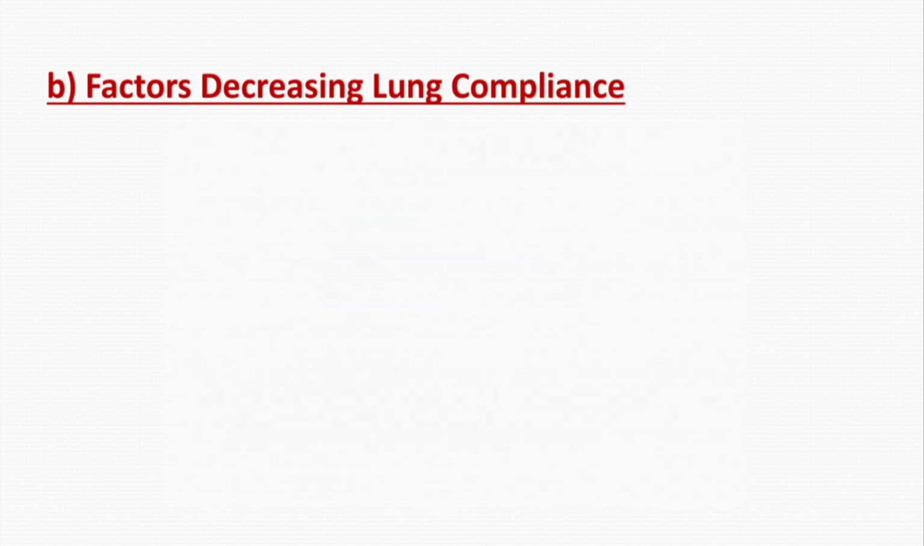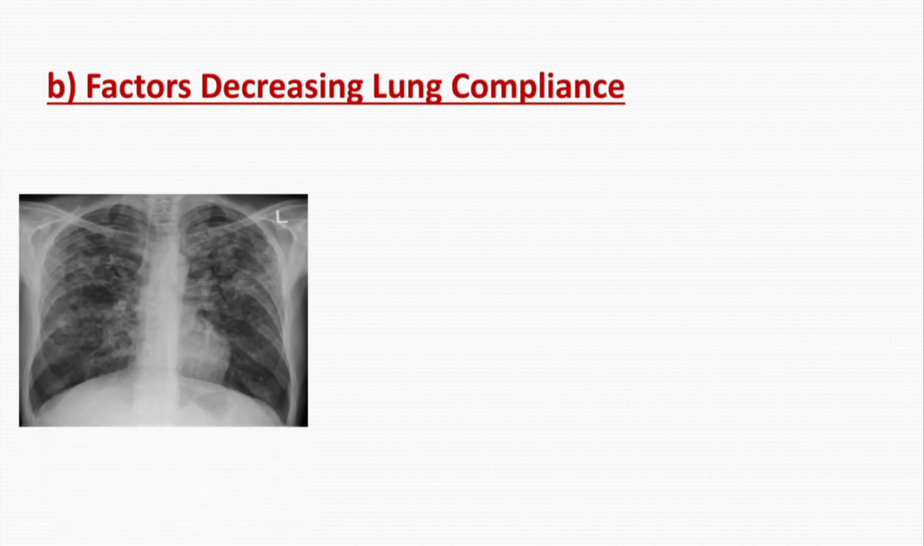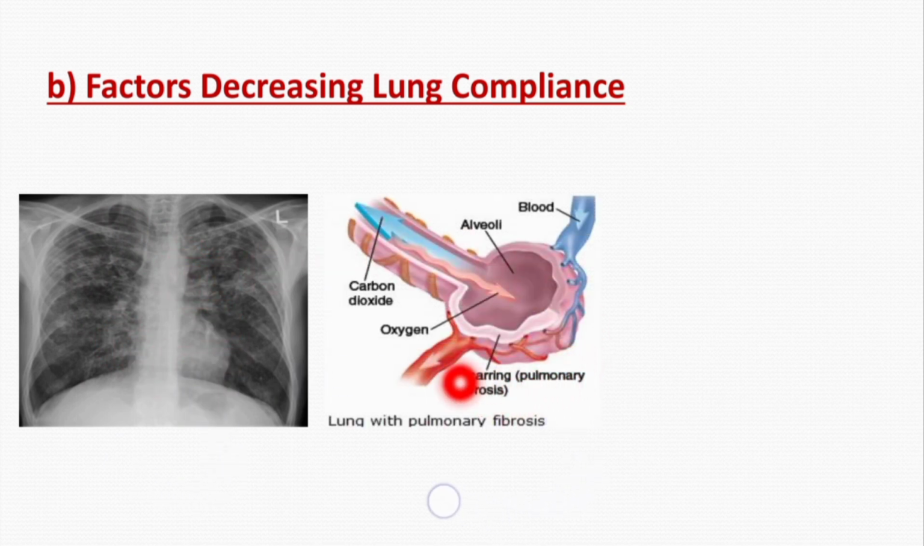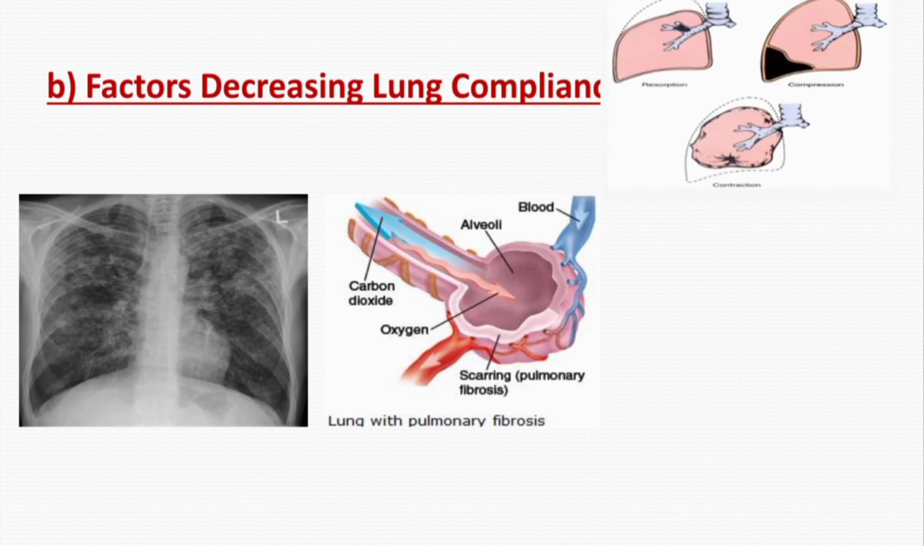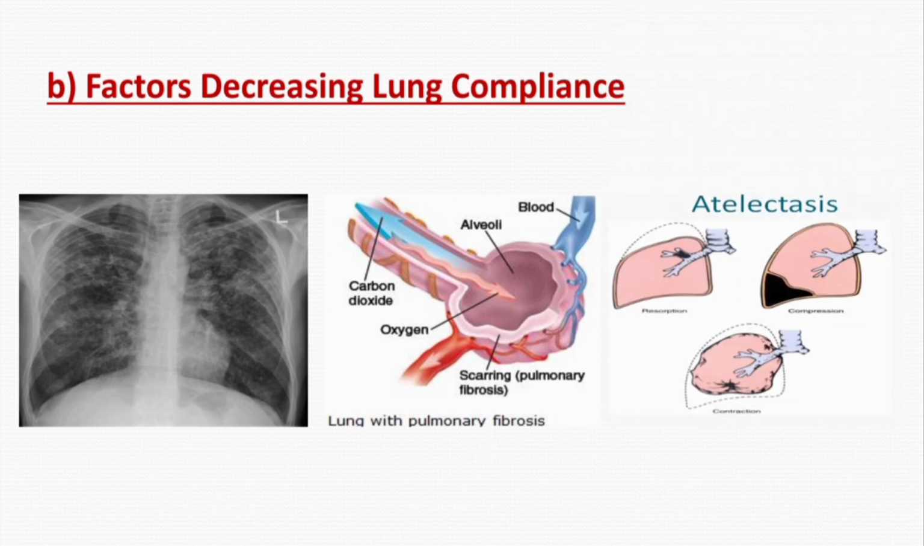Then there are certain pathological conditions which reduce lung compliance, like tuberculosis, then fibrosis. Any chronic infection of the lung which causes pulmonary fibrosis will reduce lung compliance, and then finally atelectasis or lung collapse. So all these conditions, that is tuberculosis, lung fibrosis and atelectasis, tend to decrease lung compliance.